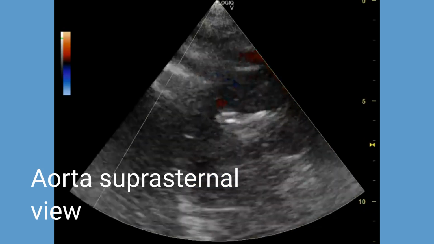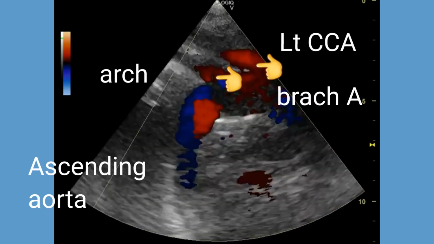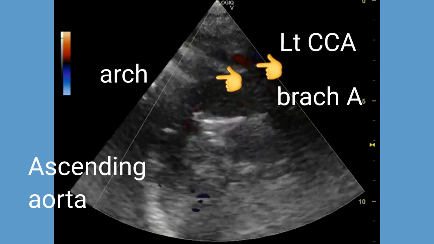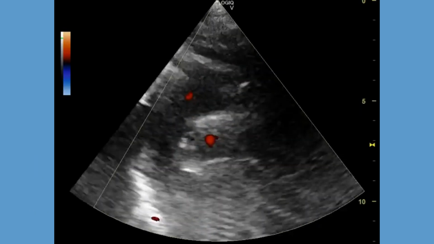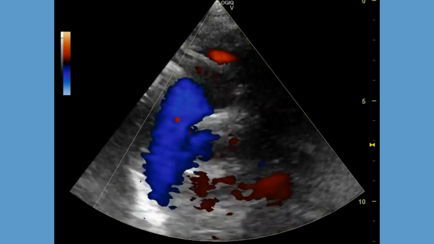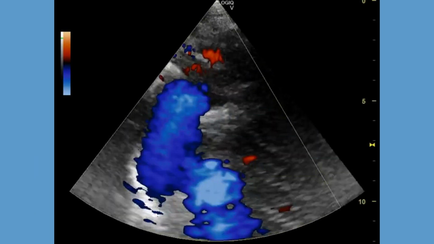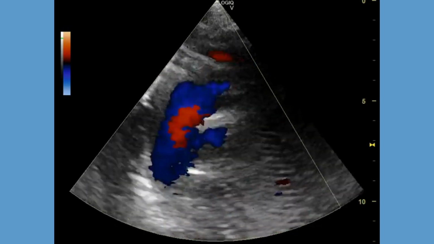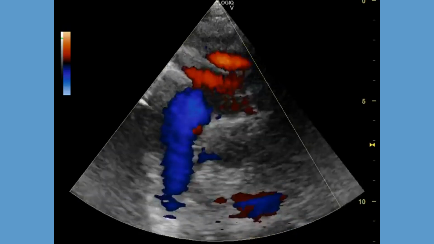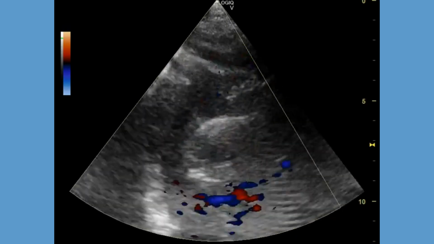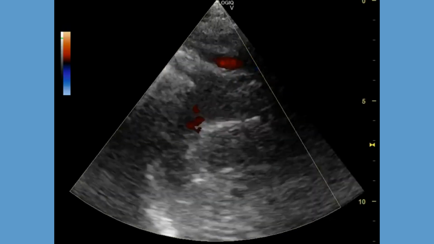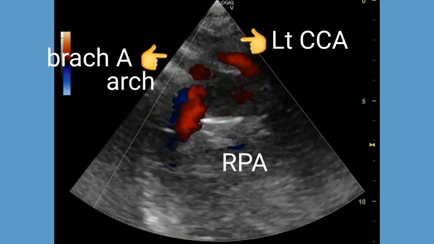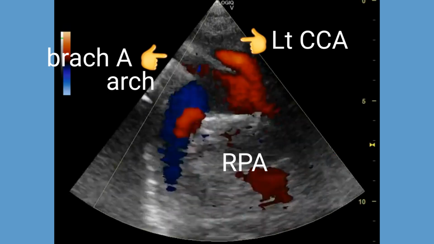The suprasternal view allows the visualization of the following structures: the ascending aorta and the aortic arch, which are the initial segments of the aorta that carries blood from the heart to the rest of the body. The main branches of the arch of the aorta, which are also visualized, are the brachiocephalic artery, which is the first branch of the aortic arch and divides into the right common carotid artery and the right subclavian artery.